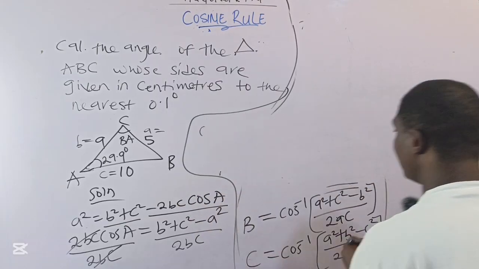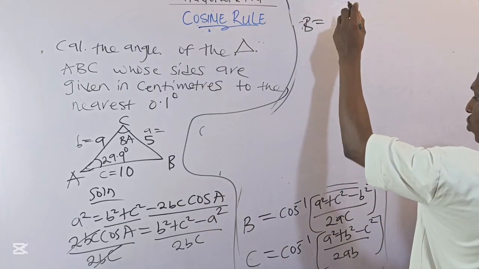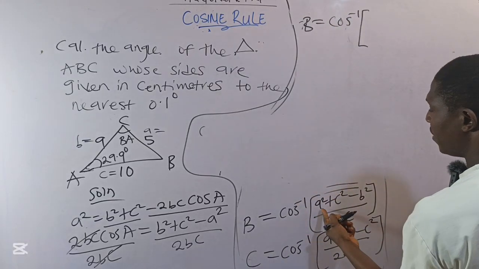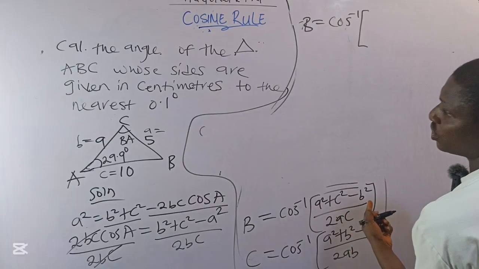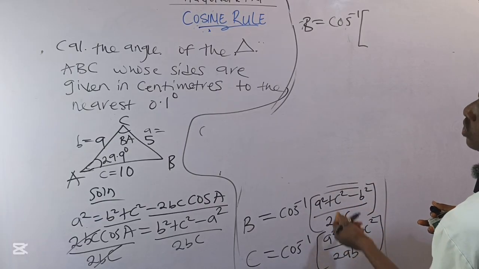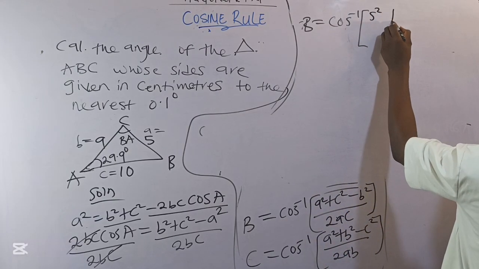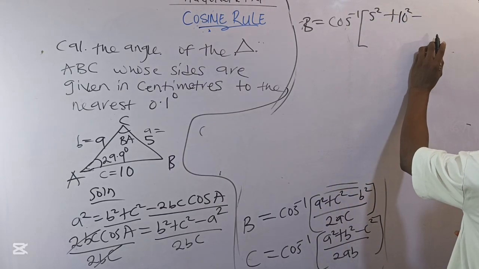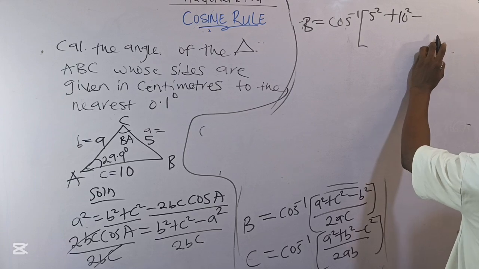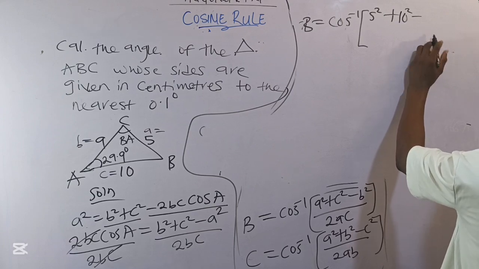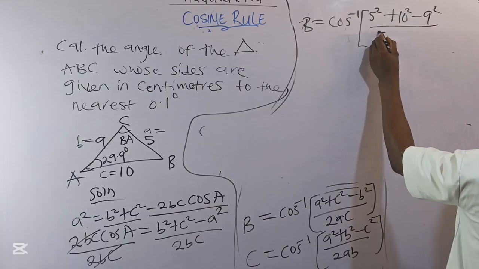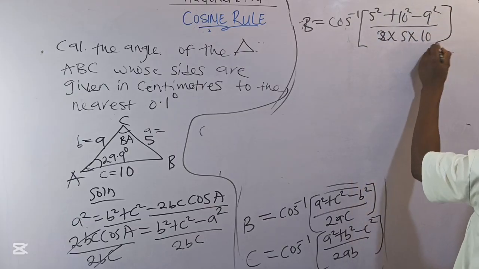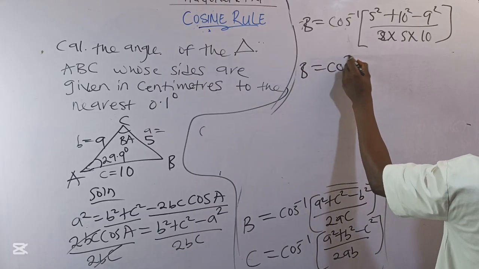So for our angle B, we simply have B equals cos inverse. I don't need to state the formula again. Our B will give me A squared plus C squared minus B squared as the numerator. My A is 5, so 5 squared plus C squared. C is 10, so I have 10 squared minus B squared. B is 9, so I have 9 squared, all over 2 times 5 times 10. So I have B equals cos inverse.